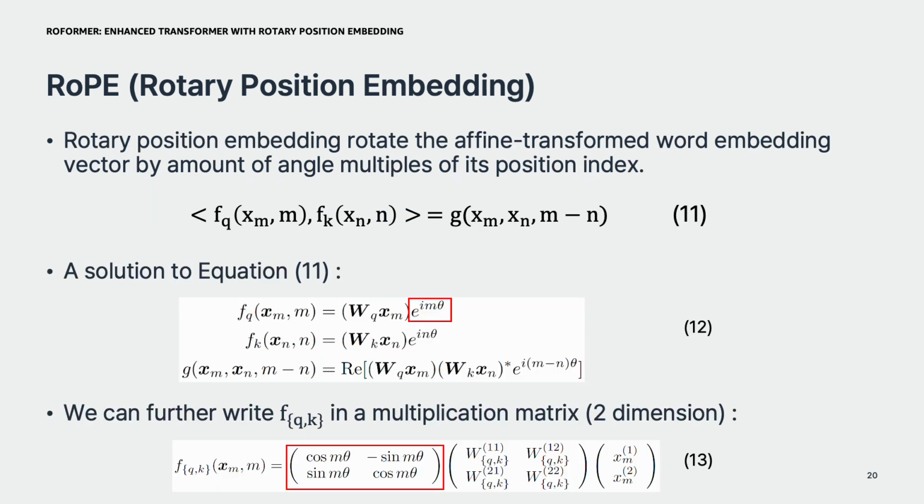Rotary position embedding does not simply add or multiply the query and key vector. Instead, it transforms them by rotating them in the complex plane. Each position is assigned a different rotation angle, so the final inner product between a query and key depends on the difference between their positions. The two equations in equation 12 represent this rotation in the complex plane, which can equivalently be viewed as applying a rotation matrix as shown in matrix 13. I will explain this process in more detail in the next slide.